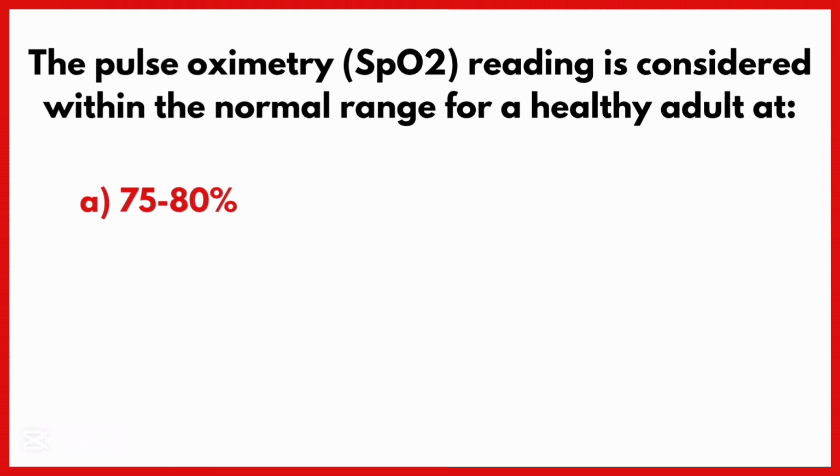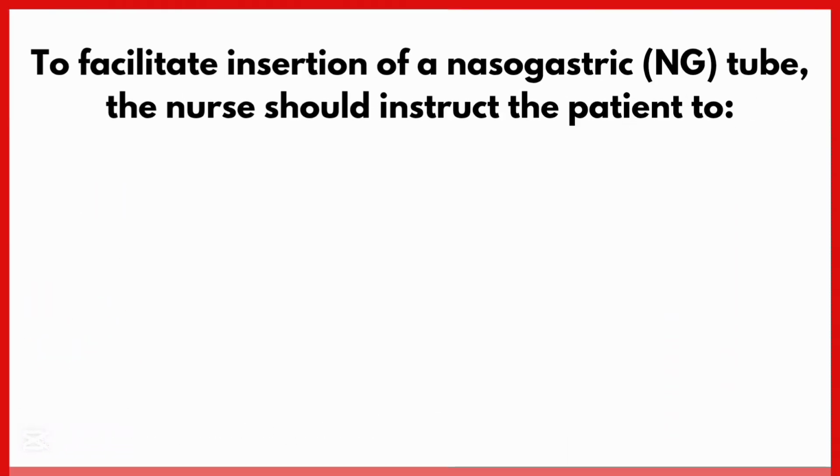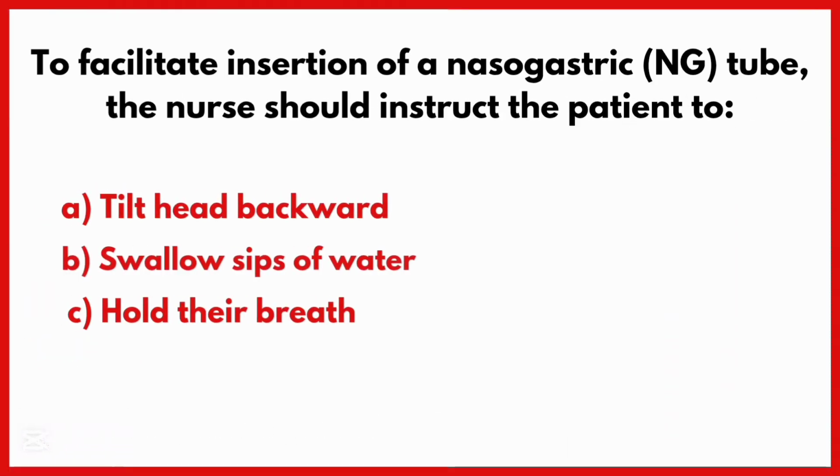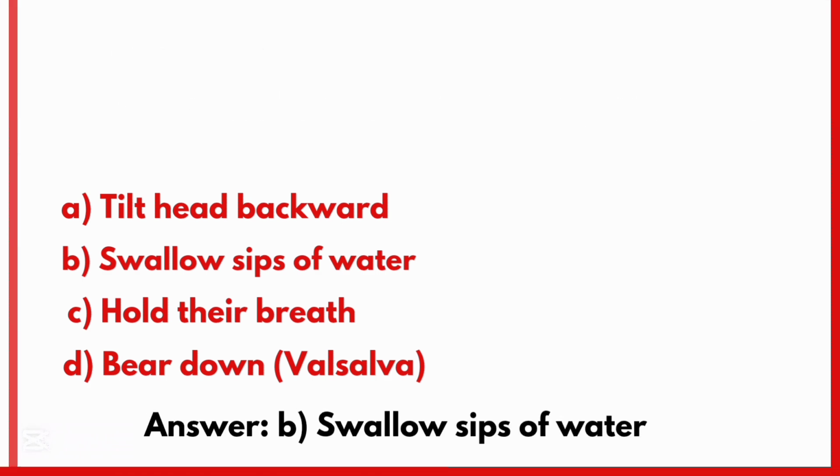The pulse oximetry reading is considered within the normal range for a healthy adult at. Correct answer is option D, 95 to 100%. To facilitate insertion of a nasogastric tube, the nurse should instruct the patient to. Correct answer is option B, shallow sips of water.